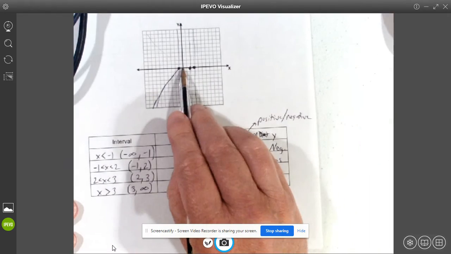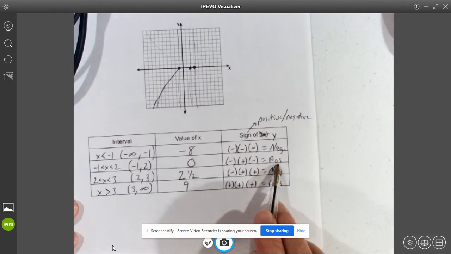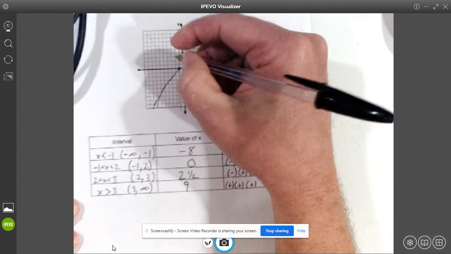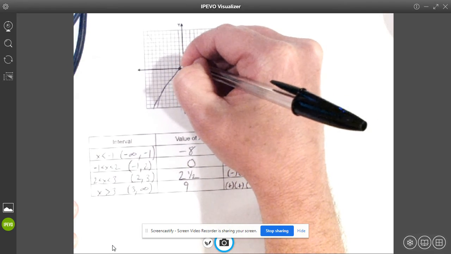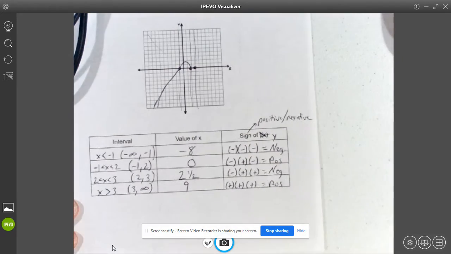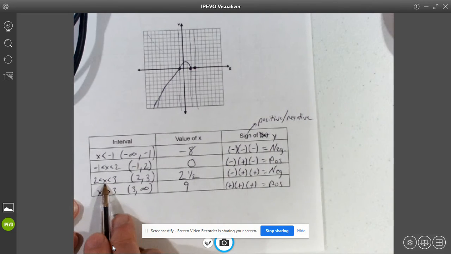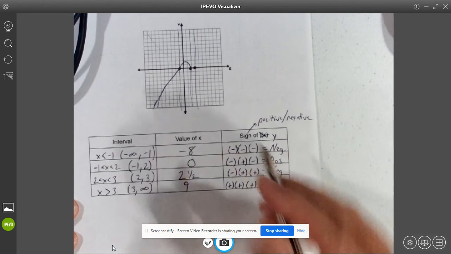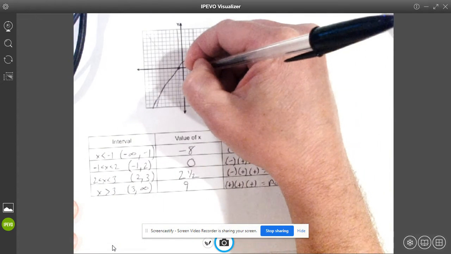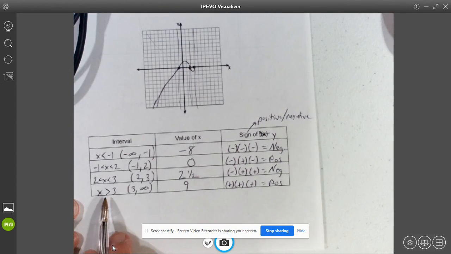Now, what happens between -1 and +2? Well, I know y is always positive. So between those, it has to come positive, and then it has to come back down because I know it goes through that point. Now, what happens in the third interval, between 2 and 3? I know y is negative. So it dips down here, but I know it has to come back up and hit that point. And then what about the fourth interval?